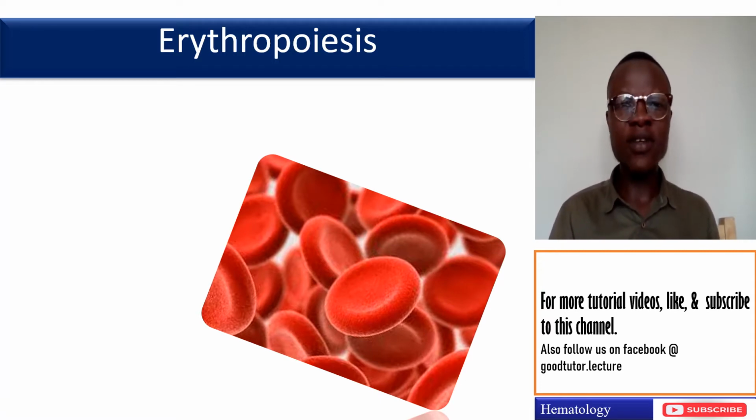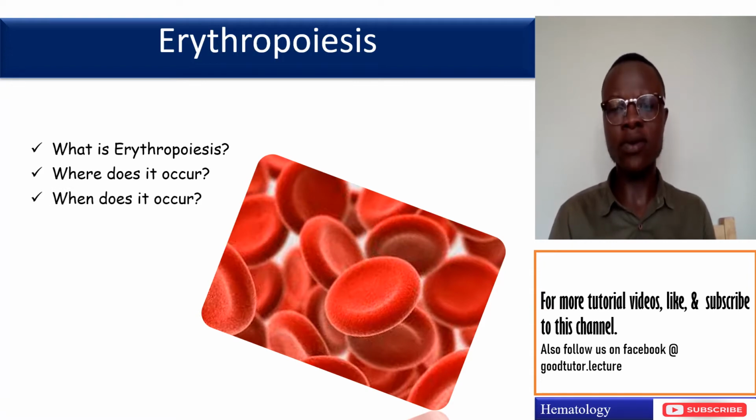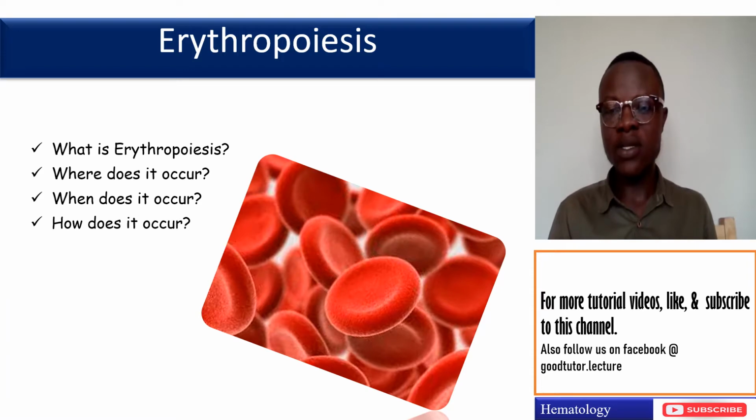So at the end of this tutorial, I expect that you will have understood what erythropoiesis is. Also, you would have known where it occurs and when it occurs, which physiological conditions trigger the formation of red blood cells. And lastly, we will have understood the mechanisms involved in the formation of the red blood cells. So stick through and witness this video to the end.